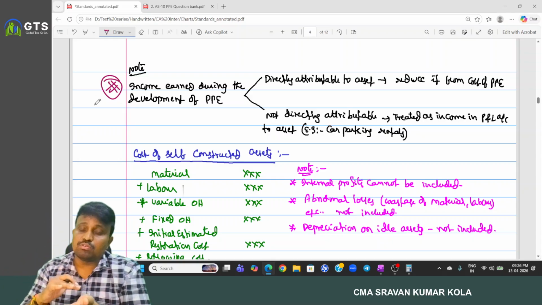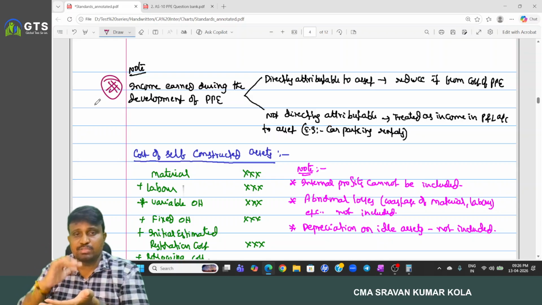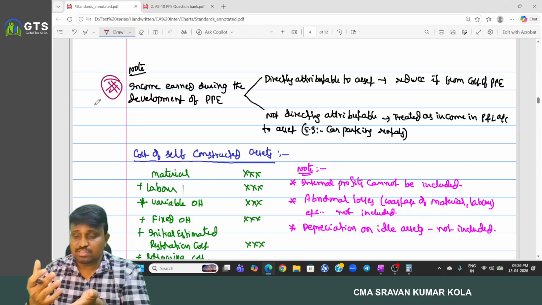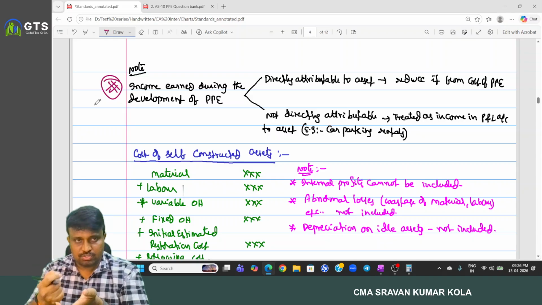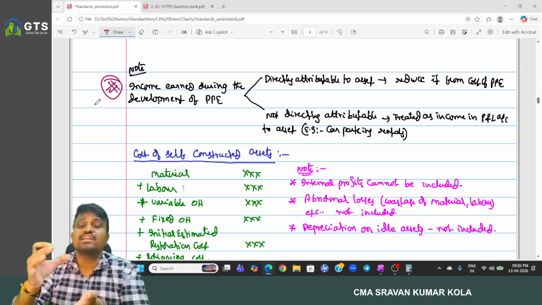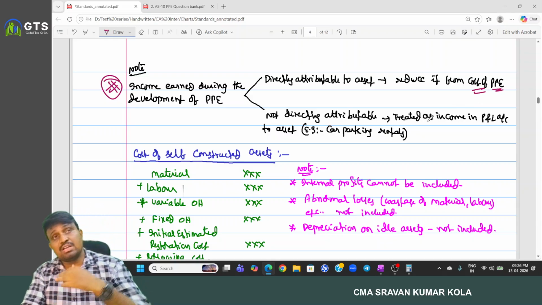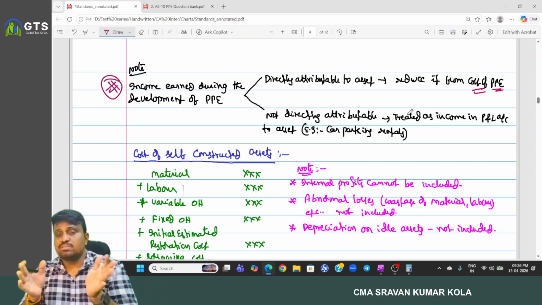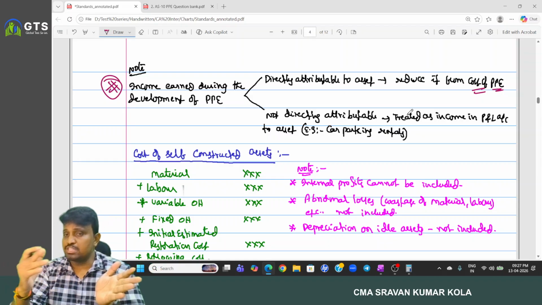For example, we are constructing one plant and machinery. At the time of trial run, at the time of testing, some goods we produce, and those goods are sold in the market at a lower cost. As a tested product, it is sold in the outside market, and that income is treated as directly attributable to the asset and is required to be reduced from the cost of PPE. Or else, while constructing a building, during some period we stop the construction, and in that interrupted period, we provided it on rental basis for car parking.